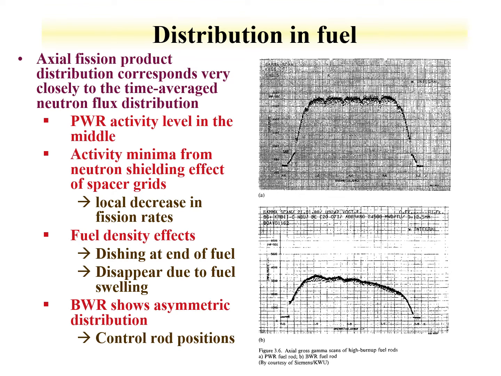So for instance, if fuel swells, there's a void, there won't be any fission in a certain area, and you can kind of see some small dips here. If there was a void here, it could be much larger. And also dishing at the end of the fuel, where the fuel has a concave shape, so you get a void in a certain area. The boiling water reactor shows an asymmetric fuel distribution, and for this particular example, this is due to control rod positions, so there's fewer neutrons in an area where the control rod is located due to the absorption of the neutrons by that control rod.